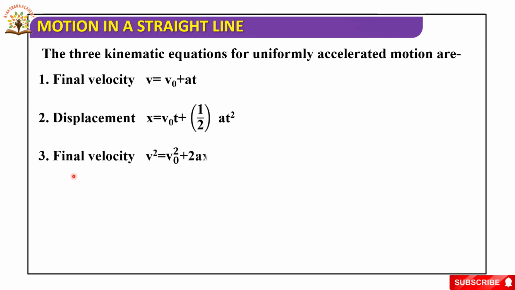Third one, v square is equal to v naught square plus 2ax. V naught is the initial velocity and x is the displacement. So it is in the form of v square is equal to u square plus 2as, or v square minus u square is equal to 2as.